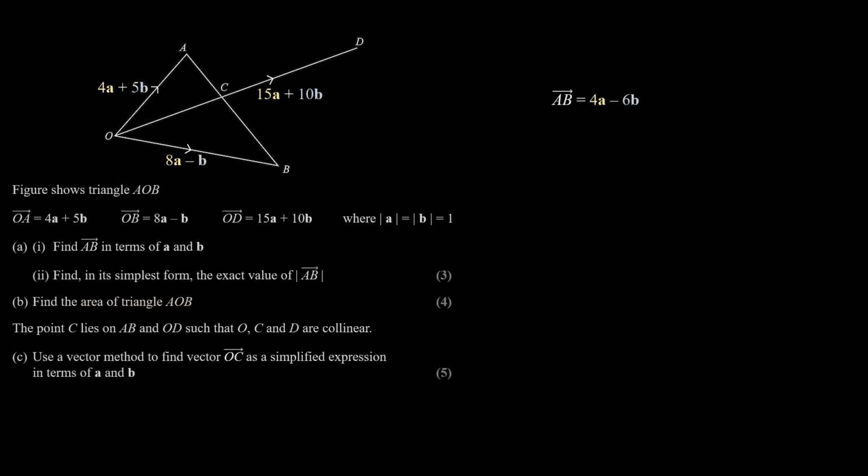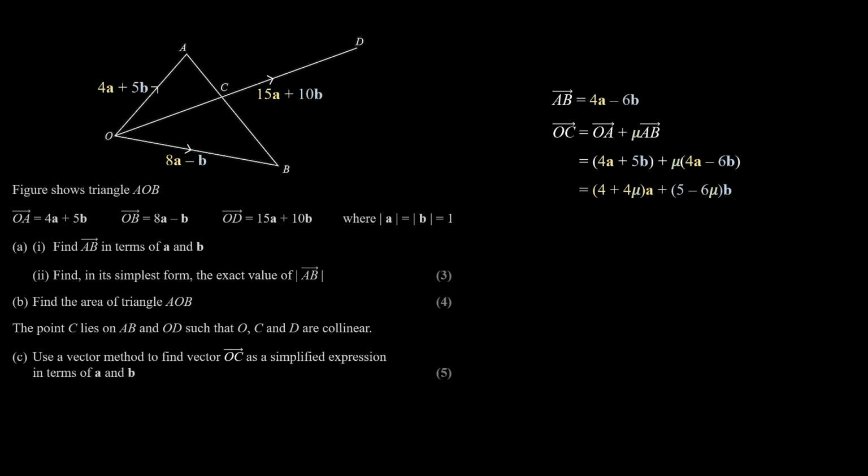If O, C, D and O, A, B are collinear, we need to find vector OC. Vector OC is equivalent to vector OA plus mu times vector AB, where mu is a scalar value. Vector OA is 4a plus 5b, and vector AB is 4a minus 6b. Solving for this, vector OC equals (4 plus 4 mu) times a plus (5 minus 6 mu) times b.